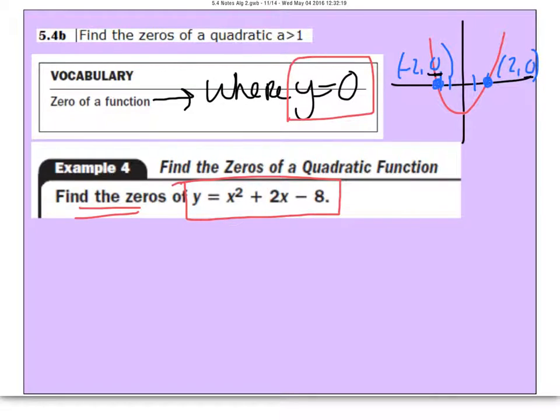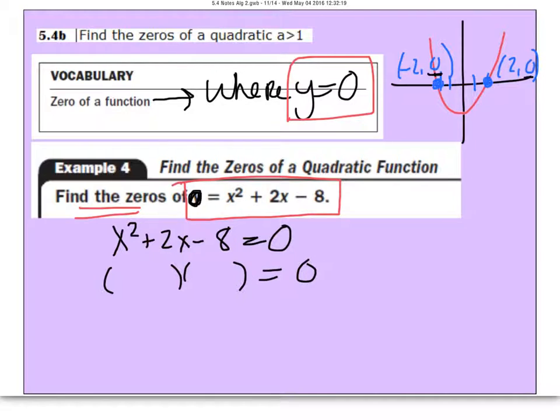So we're going to come in here, set y equal to 0. I'm going to change that to 0. I'm just going to rewrite it so it looks like this. And now they want you to solve it. So let's see if we can factor it. This factors quite nicely. X squared goes x and x. I need factors of negative 8 that are going to go here and here. I'm going for the middle term of a positive 2.